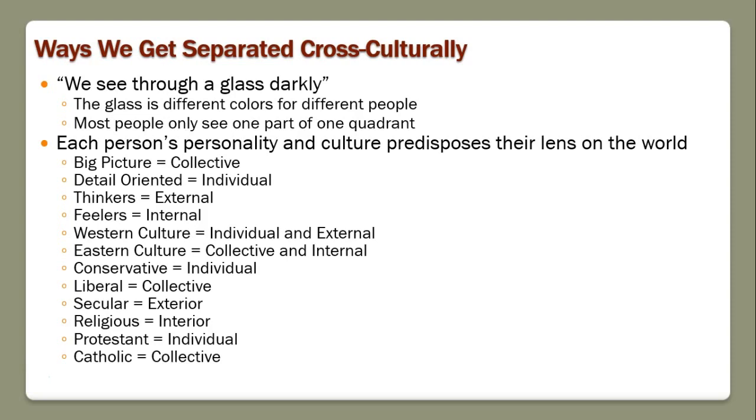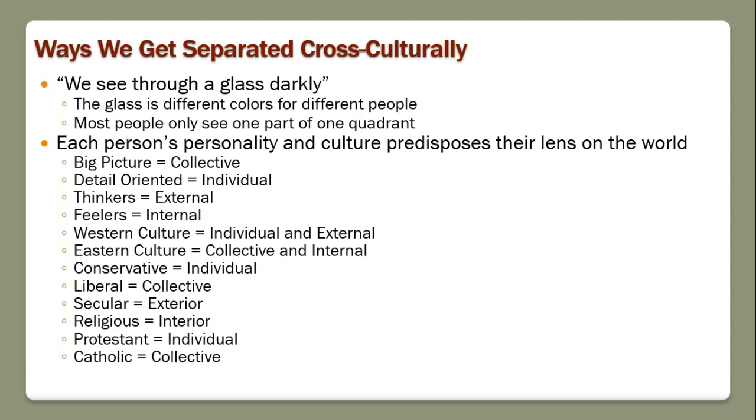So if you want to go deeper, you can go into the full talk. It's a little over an hour. But the idea is, biblically it says we see through a glass darkly. That means we're seeing through a lens that distorts the world, right? And the glass is different colors for different people. And what really happens is most people in the world only operate in one quadrant.